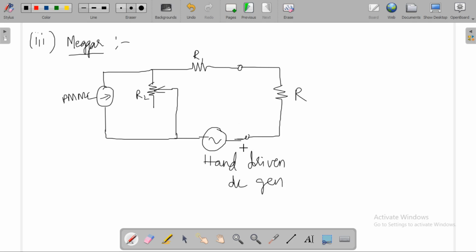By replacing the battery with a hand driven generator, we can measure high resistance, since a hand driven generator produces the required voltage, while a battery will not give the required voltage. The voltage generated is sufficient to drive current in this circuit. So we use a hand driven generator in place of the battery. This circuit is nothing but the Megger circuit.